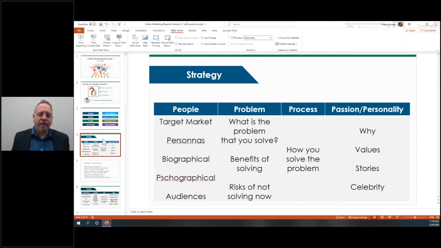So you have to really think about that. What is the problem I'm solving? I may provide a product or a service, but what's the underlying issue, the underlying problem that this product or service solves? And then you can begin to build out your content and your ideas around what are the benefits of solving this problem? And why should I solve this problem now? And what are the risks of not solving this now? What's at stake if I don't take action and do something about this problem right now?